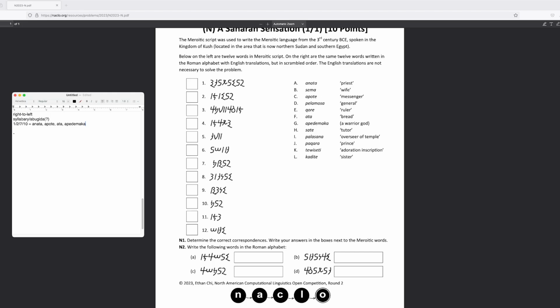Just kind of eyeballing it, we can see that 10 is the shortest of them all. So then 10 is probably ATA.